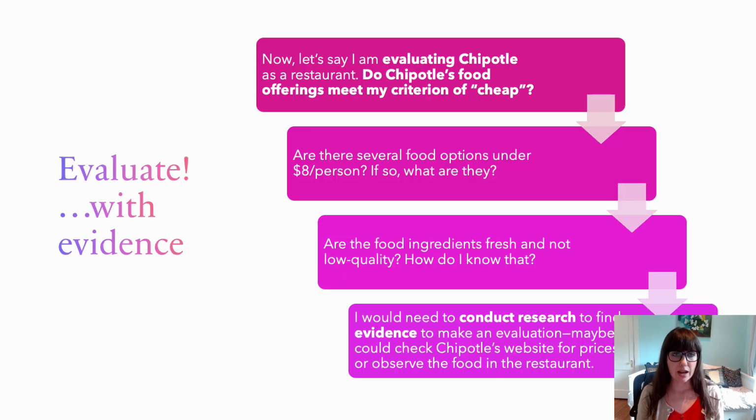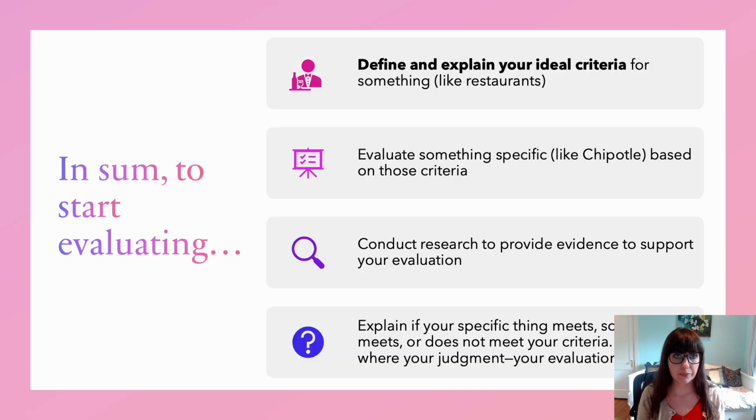Now let's say I am evaluating Chipotle as a restaurant. So do Chipotle's food offerings meet my criterion of cheap? Are there several food options under $8 per person? If so, what are they? Are the food ingredients fresh and not low quality? How do I know that? I would need to conduct some research to find evidence to make an evaluation. Maybe I could check Chipotle's website for the prices or observe the food in the restaurant.